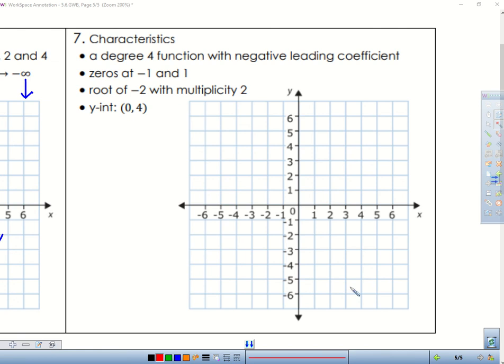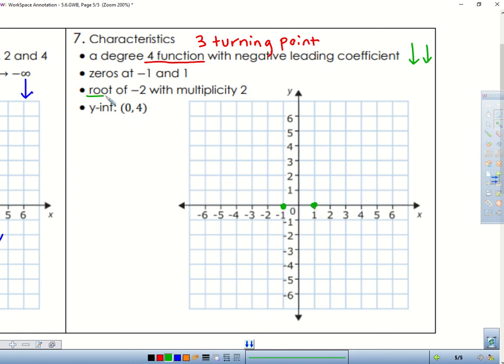Alright. So this one says a degree 4 function. So that means we're going to have 3 turning points, right? With a negative leading coefficient. Degree 4, is that even or odd? Even. Negative is going to be down and down. It's going to end down and start down. Does everyone see how I determined that? Okay. We have zeros at -1 and at 1.